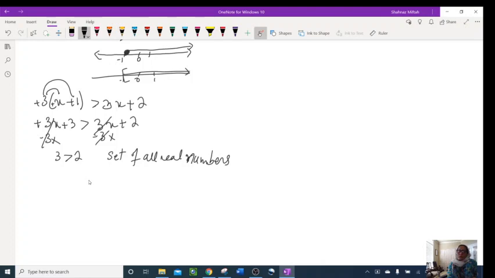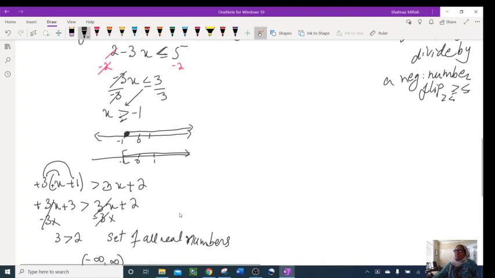Okay, how do I write that? In interval notation, you go -infinity to +infinity. Infinity always has parentheses, not brackets, always, always, always. So the set of all real numbers means I'm going -infinity to +infinity. Whatever numbers I have, they are all my solutions. How do I write it in set builder notation? It's going to be the set of all x such that x is a real number. Simple as that. This is what you get.